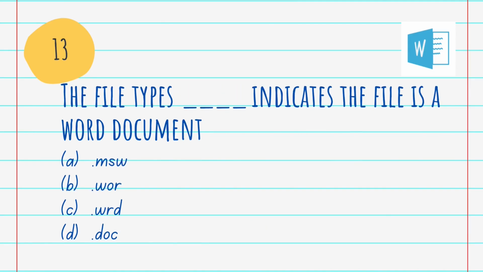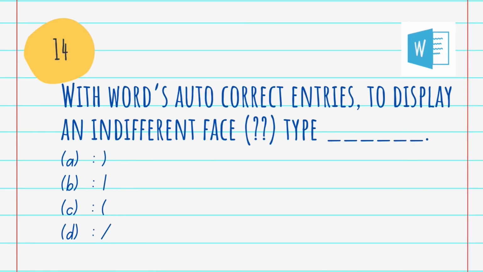Then question number 13. The file type dash indicates the file is a Word document. A.msw, B.wor, C.wrd, D.doc, and the answer is D, .doc. The file extension appended to the end of each file name provides a simple way of identifying the file type of each file, and the file type .doc indicates the file is a Word document. Okay. Then question number 14.